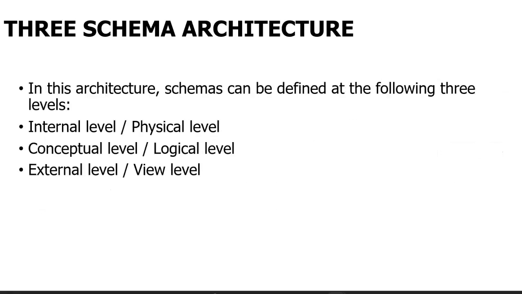So moving on to the next, I told that there are three levels in this schema architecture, right? The three levels of this schema architecture are the internal level, conceptual level, and external level. And these three levels are also called the physical level, logical level, and view level. We'll see about this one by one. So next we'll see the architecture of that.